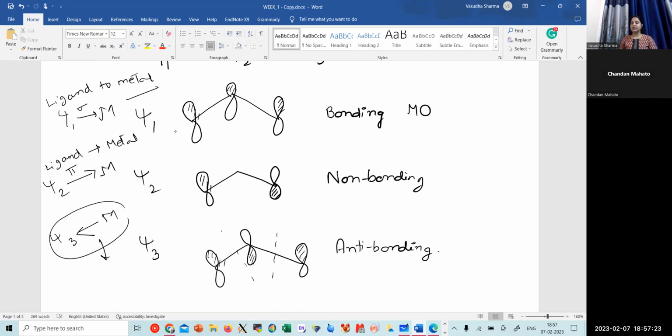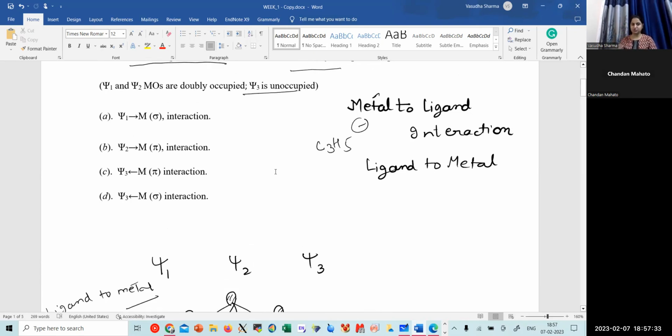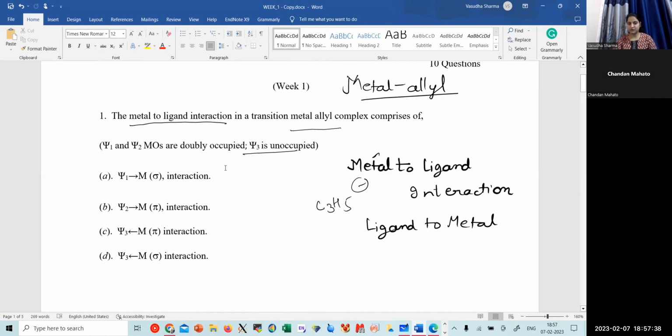So what kind of binding it would be and what do we call it, that you have to answer in this particular question. Now you need to answer in your assignment. I have already cut down your 4 options to 2 options because it is asking about the metal to ligand interaction.